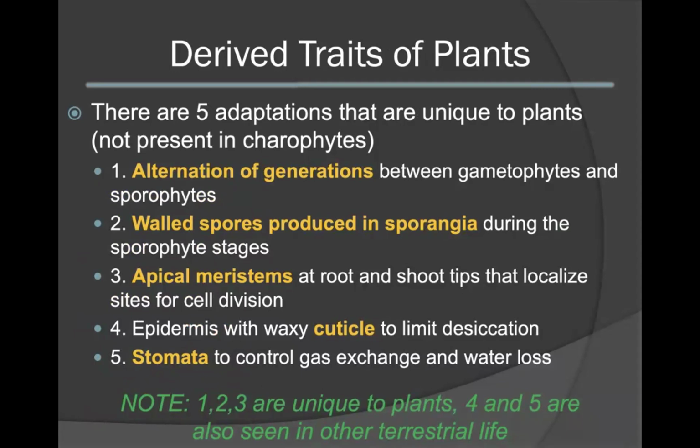There are 5 derived traits that are unique to plants. This means that these adaptations or traits are present in plants but not present in charophytes. These include alternation of generations between gametophytes and sporophytes, walled spores produced in a sporangia. This occurs during the sporophyte stage.